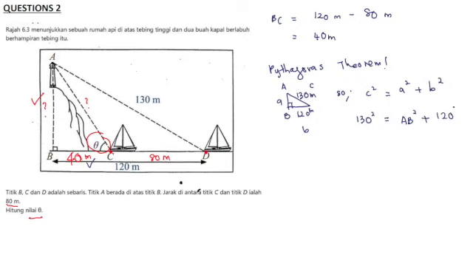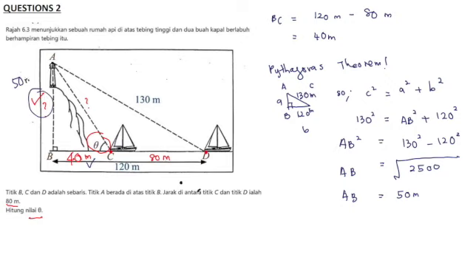So c is 130, 130 squared equals AB squared plus 120 squared. Okay, so AB squared is equal to 130 squared minus 120 squared. To get AB, must square root 130 squared minus 120 squared, which is 2500. So you get the answer AB is 50 meter. So is it now adequate for us to find angle theta? Yes, we need two values, then we can find theta.